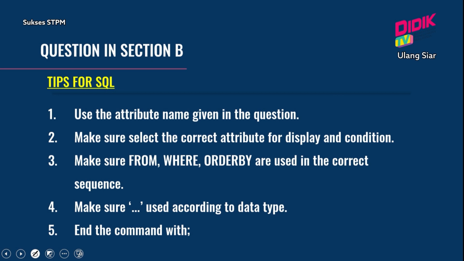Okay, and then the number 3, make sure, okay, when you write the coding, from, where, order by are used in correct sequence. Okay, meaning you write from first and then followed by where and then followed by order by. Okay, if you change the order, so it will be syntax error. And then make sure to write codes, okay, for certain data type. Usually the codes will be written for variable char or char. If your data is integer type, don't write in quotes, it's wrong. Okay, and then finally is you must write semicolon at the end of your command, don't forget.